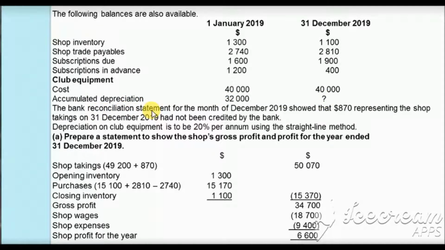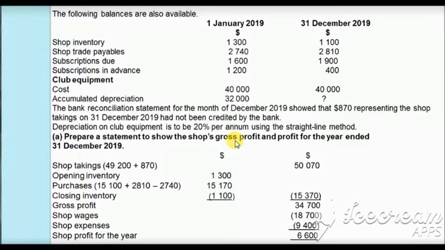The bank reconciliation statement for the month of December 2019 showed that $870, representing the shop takings on 31st December 2019, has not been credited by the bank. The depreciation on the club equipment is to be 20% per annum using the straight line method. In part A of the question, we are asked to prepare a statement to show the shop's gross profit and the profit for the year ended 31st December 2019.